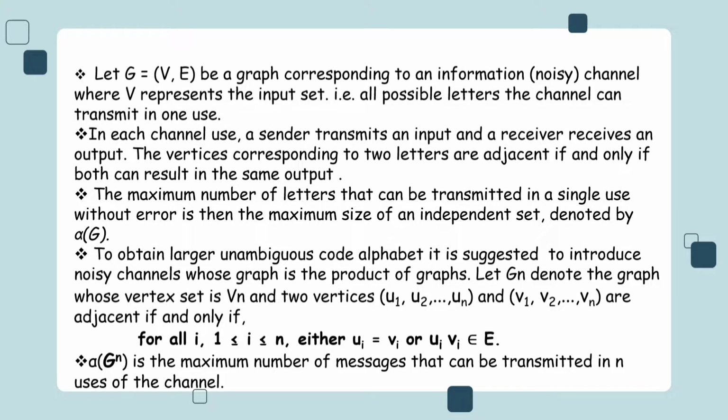To obtain a larger unambiguous code alphabet, it is suggested to introduce noisy channels whose graph is the product of graphs. Let G^n denote the graph whose vertex set is V^n, and two vertices u1, u2, u3 up to un and v1, v2, v3 up to vn are adjacent if and only if for all i from 1 to n, either ui equals vi or ui vi belongs to E. Alpha of G^n is the maximum number of messages that can be transmitted in n uses of the channel.